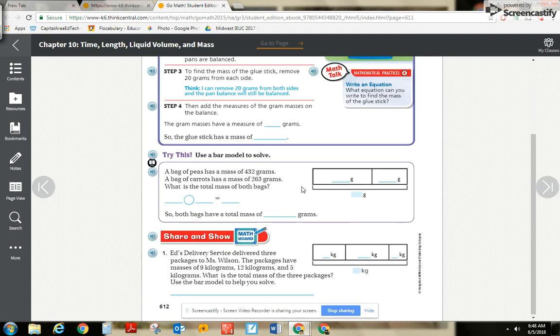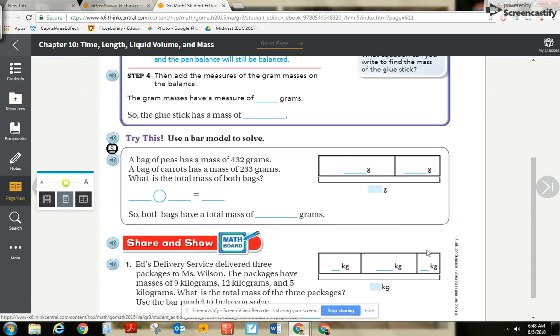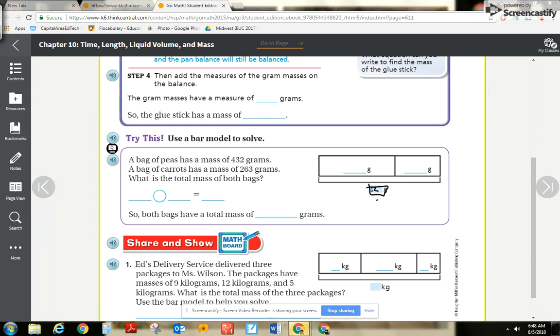So the next type of problem I want to look at is this bar model. I really do like bar models, and this is what a bar model looks like over here. So let's read it. A bag of peas has a mass of 432 grams. A bag of carrots has a mass of 263 grams. What is the total mass of both bags? So I can see here with my bar model that the total is something that I do not know. This is my question mark, right?